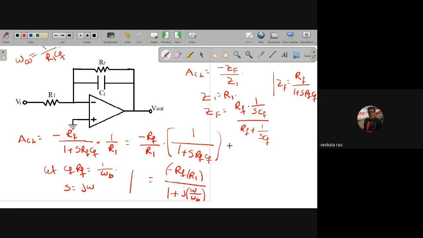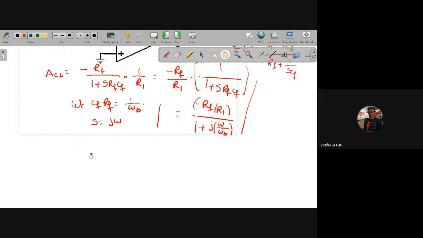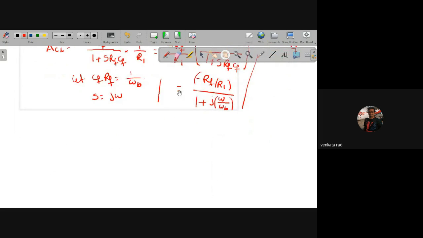This is the plot. So now closed loop, I am taking the magnitude. If you take the magnitude of this, the magnitude of closed loop gain is RF by R1 by square root of 1 plus omega by omega B whole square.